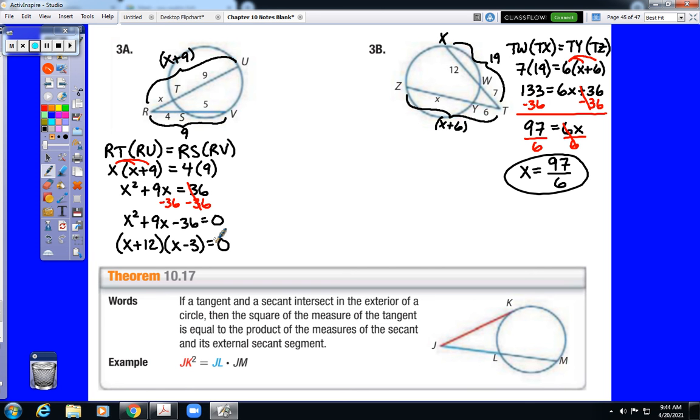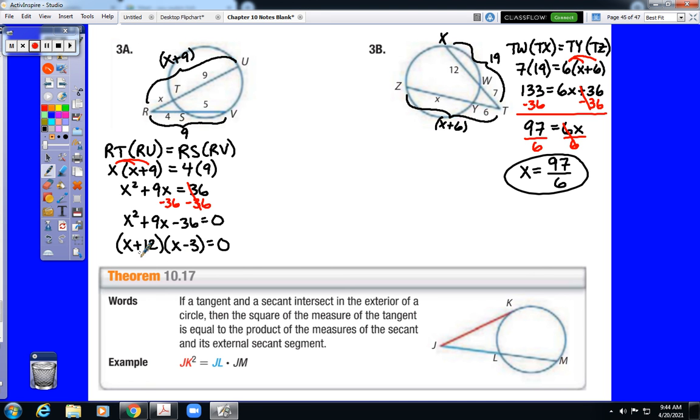Okay? So when we're looking at the factor pairs of negative 36, we have negative 1 and 36. Well, those add to 35. That's not going to work. We have to work our way through all the possible factor pairs of negative 36 until we find a set that adds to positive 9. 12 times negative 3 is negative 36. 12 minus 3 is positive 9. So this is factored correctly.